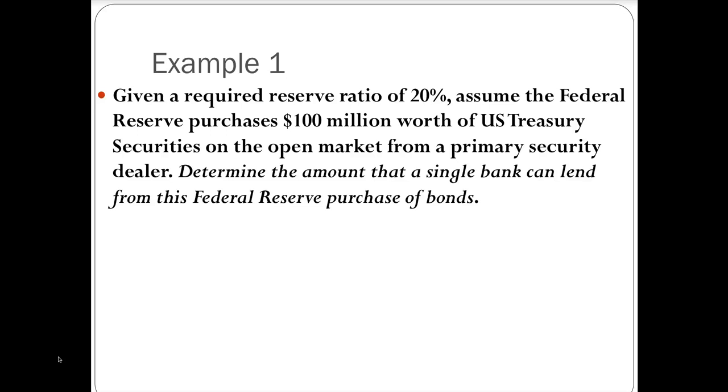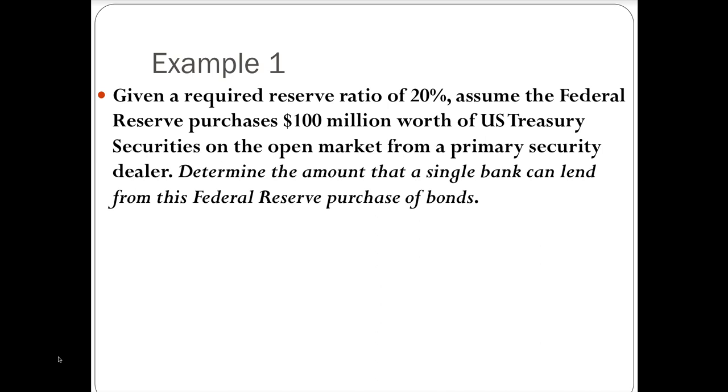purchases $100 million worth of U.S. Treasury securities. So the U.S. Treasury security would be Treasury bond, Treasury bill. It's basically government debt. It's issued by the United States. It's bought and sold on the market, including by the Federal Reserve. So the Federal Reserve is purchasing $100 million worth of U.S. Treasury securities on the open market from a primary security dealer. And we're going to determine the amount that a single bank can lend from this Federal Reserve purchase of bonds.